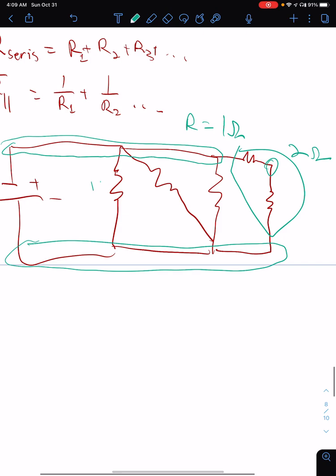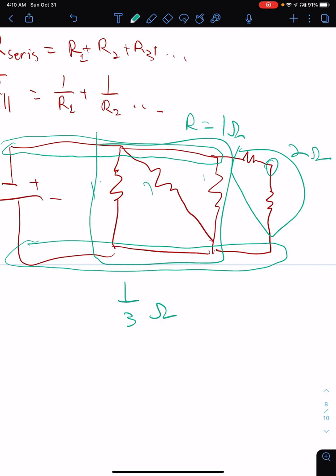And because all of these are 1 ohm, 1 ohm, 1 ohm, you put them in parallel. So 1 over 1 plus 1 over 1 plus 1 over 1. Flip it again. This is 1/3 of an ohm. That is the equivalent resistance for section A. Section B is 2 ohms. So now do it again.